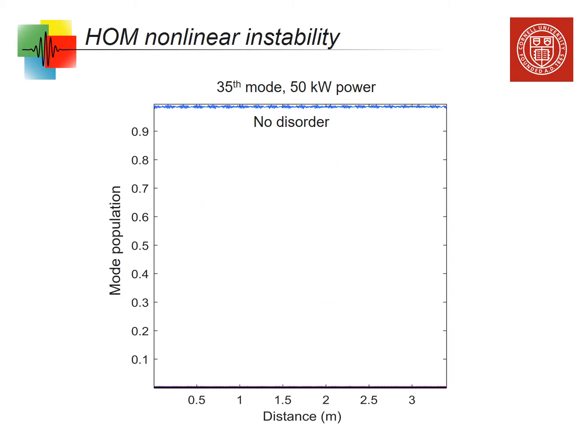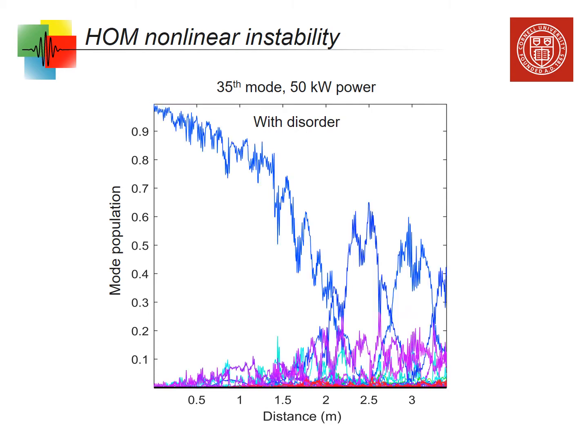So where does this come from? One place it comes from is the nonlinear instability of the higher order modes. Here we're looking at the propagation of the 35th mode and a very weak background of all the other modes. And without disorder, despite being nonlinearly unstable, it sure seems pretty stable at this power level. When we add disorder in, things are totally different, and we immediately get very high nonlinear mode mixing between all these different modes, and we will eventually see beam cleanup.